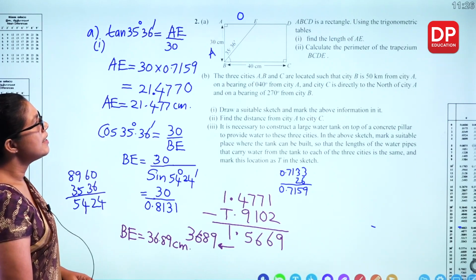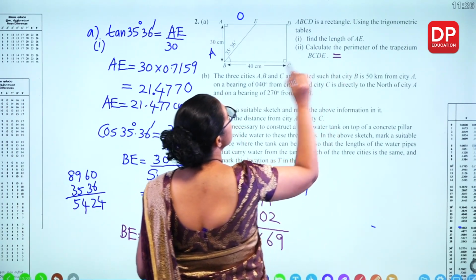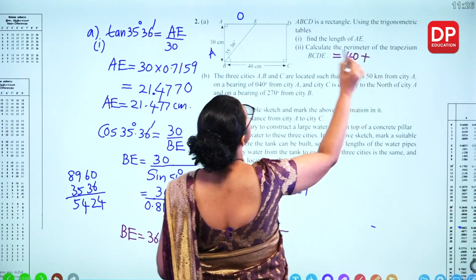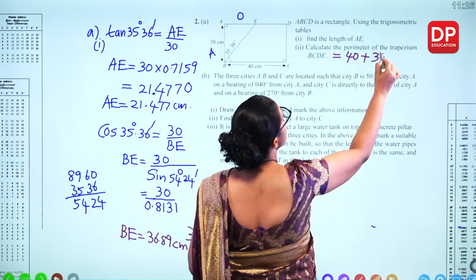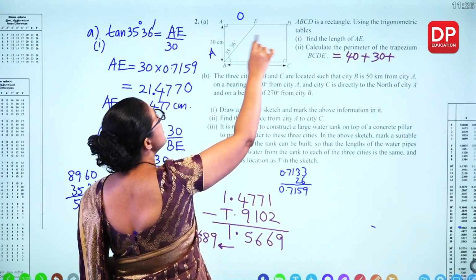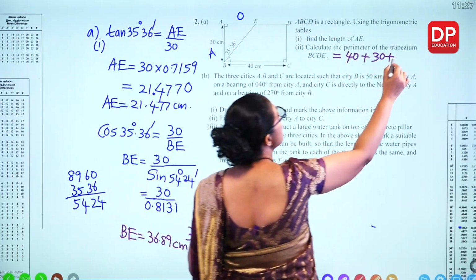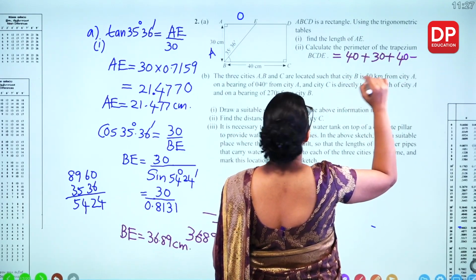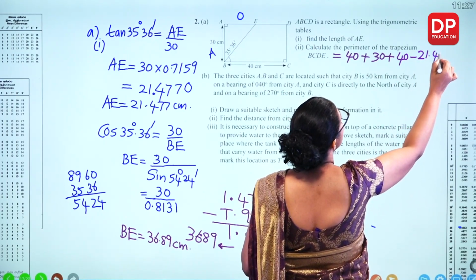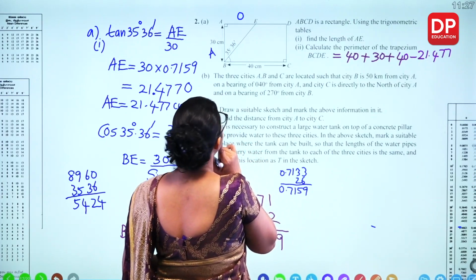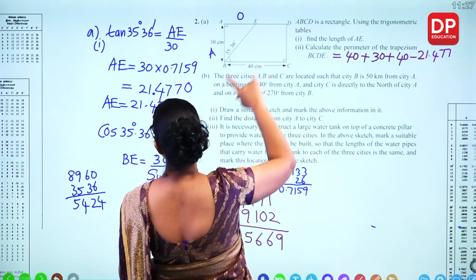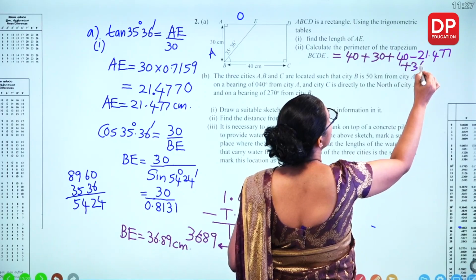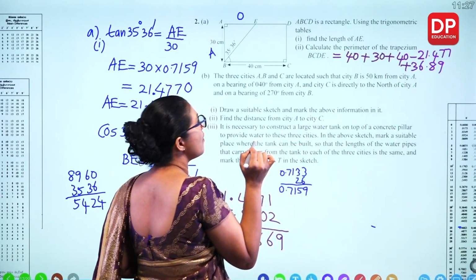So what's the perimeter of the trapezium? Perimeter of BCDE: perimeter is 40 plus CD equals 30 plus ED. ED is 40 minus AE. 40 minus AE. AE we found 21.477. And what's the other side? BE. BE we found 36.89. Now add all together.